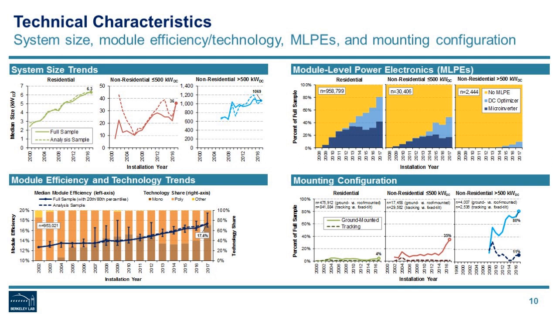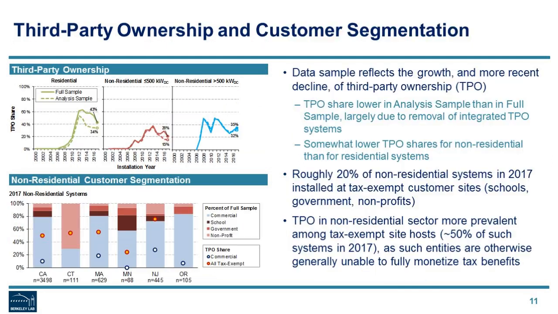And then finally, here on the bottom right, we show the share of ground-mounted systems and systems with tracking. So not surprisingly, those numbers are pretty small for residential systems. Among small non-residential systems, you can see that ground mounting has become a bit more prevalent over the past few years, but still most of those systems are roof-mounted. And then for large non-residential systems, almost all of those, or 80% in the last year, were ground-mounted, and about 10% had tracking. Those numbers can definitely bounce around a bit from year to year.